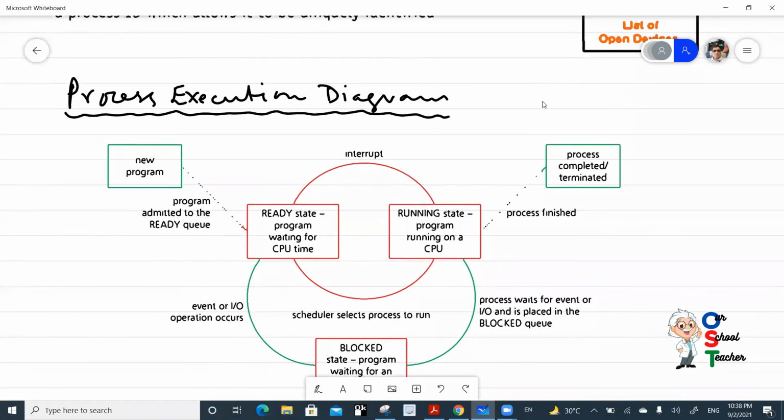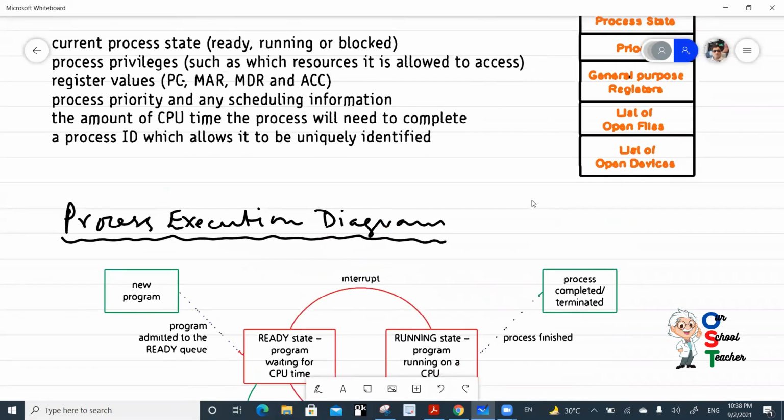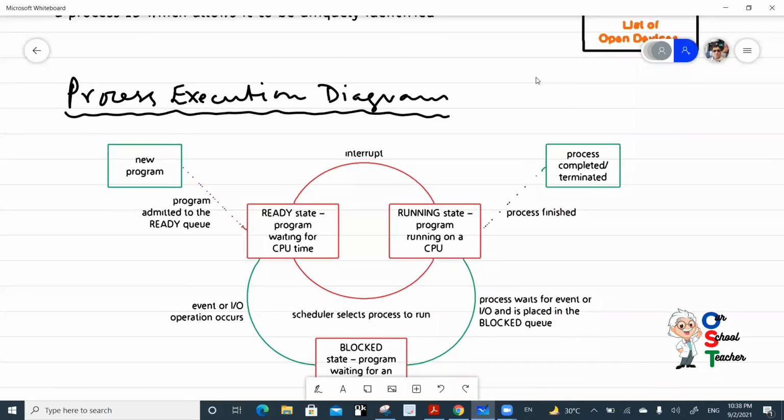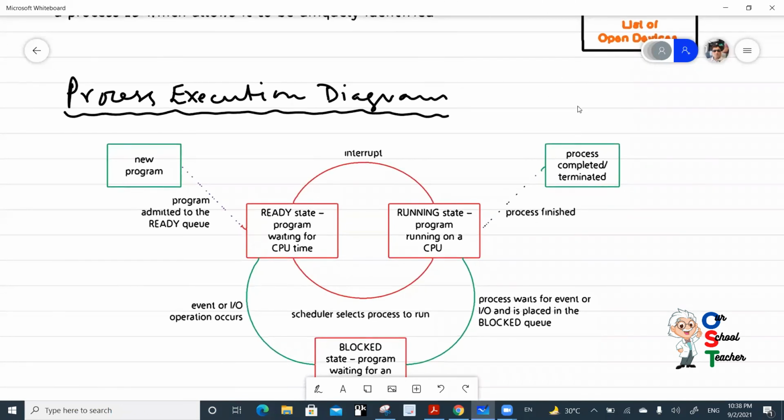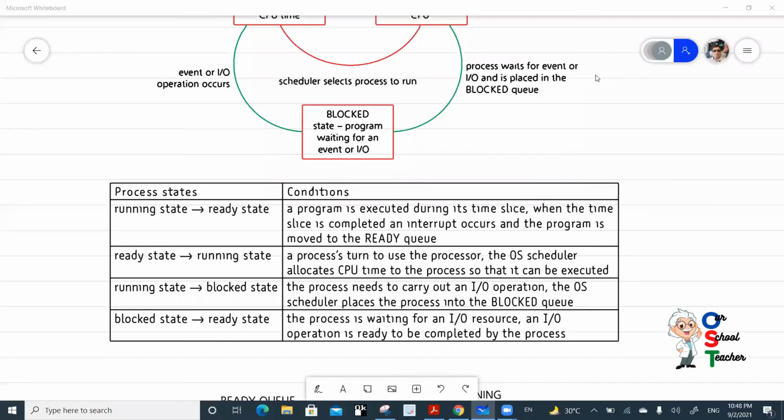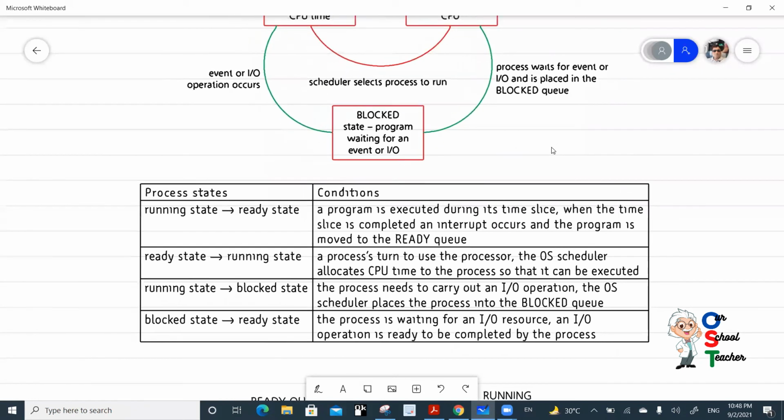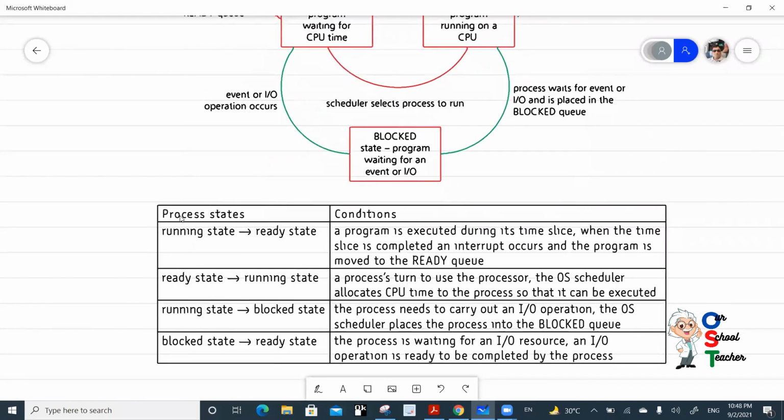In today's class, we have seen a number of different concepts related with processes. To make the concept more clear, let's see this table from your book, process states and conditions.